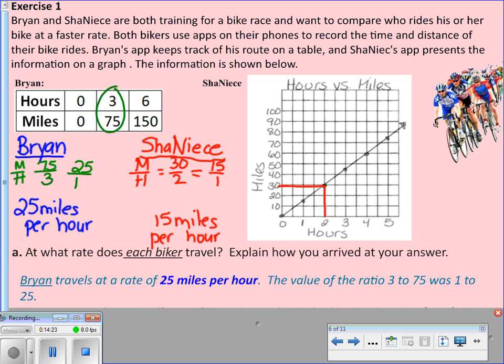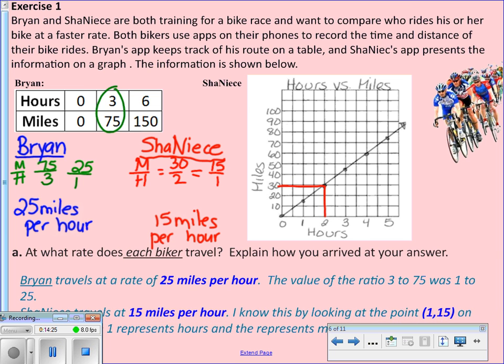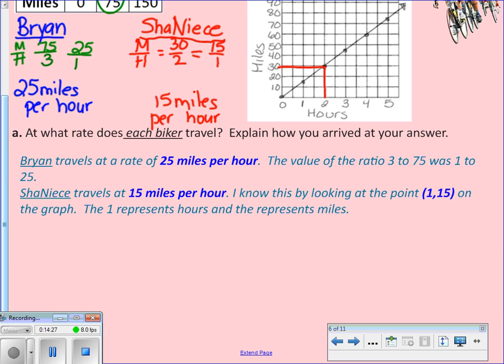Okay, so let's take a look. So let me extend this up. So Brian travels at a rate of 25 miles per hour. The value of the ratio, 3 to 75, was 1 to 25. So Michael, this answers your question. I did 75 to 3. They did 3 to 75. And that's okay.